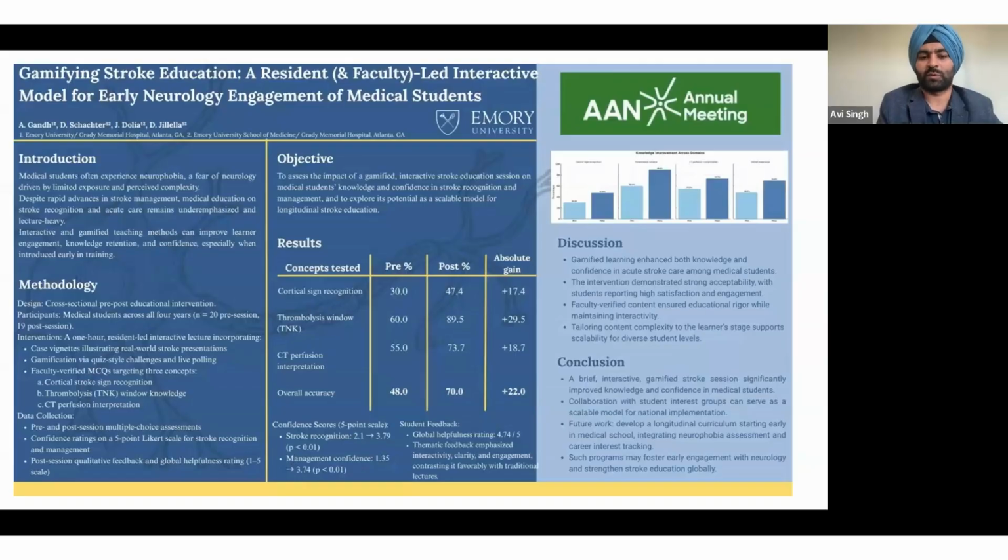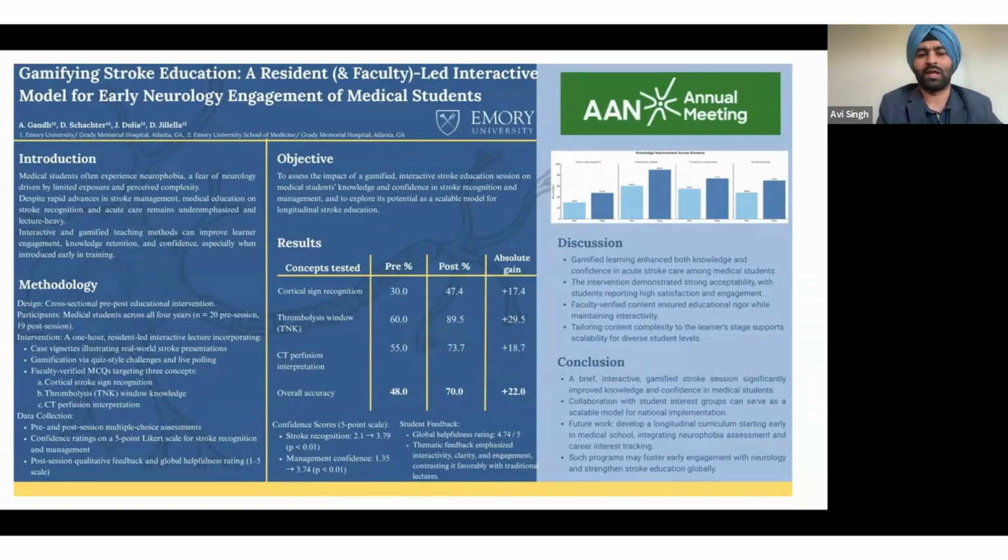The confidence scores were also perceived to have increased from an average of 2.1 to 3.79 in terms of stroke recognition. The management confidence had increased from 1.35 to 3.74. And importantly, this being a study of its nature, I believe the qualitative feedback was extremely important. The thematic feedback emphasized interactivity, clarity, and engagement, contrasting its favorability with traditional lectures.